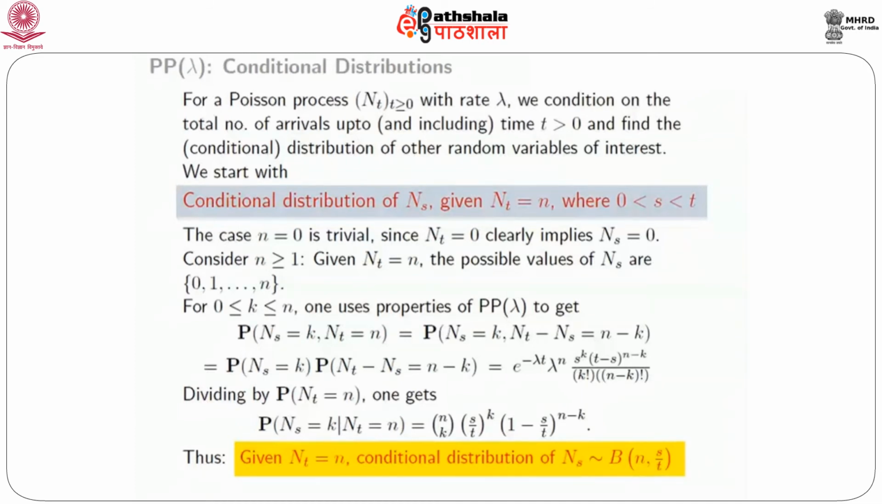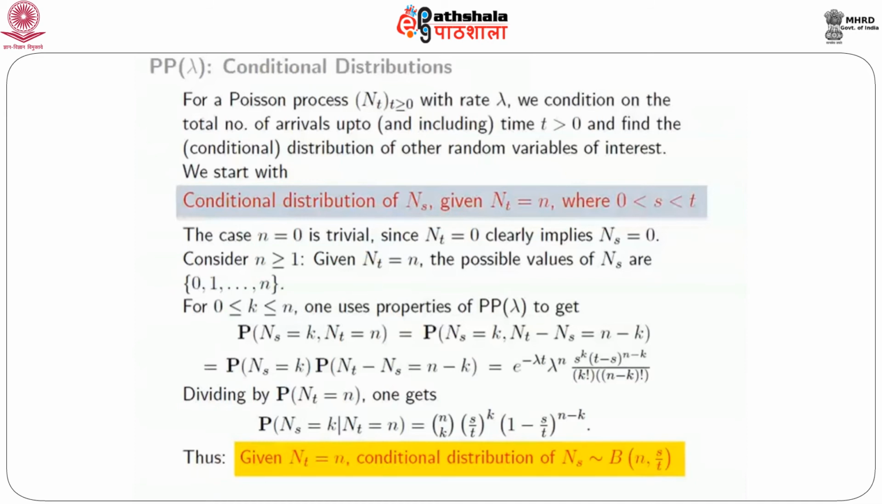Now for 0 less than or equal to k less than or equal to n, I'm going to use properties of Poisson process with rate lambda to get that the joint probability that N(s) equal to k and N(t) equal to n can be written as the probability that N(s) equal to k and N(t) minus N(s) equal to n minus k.